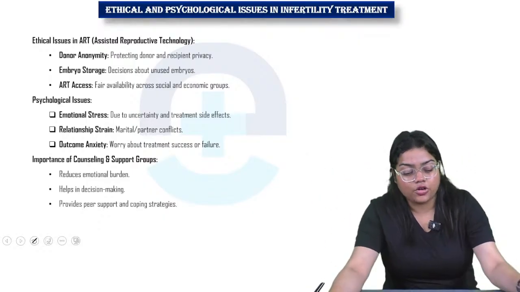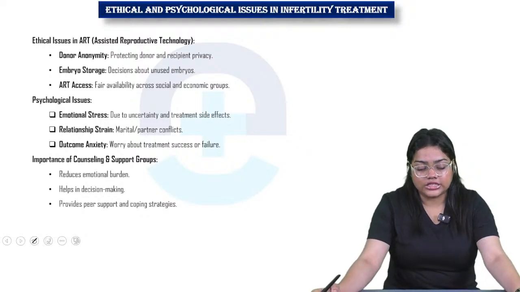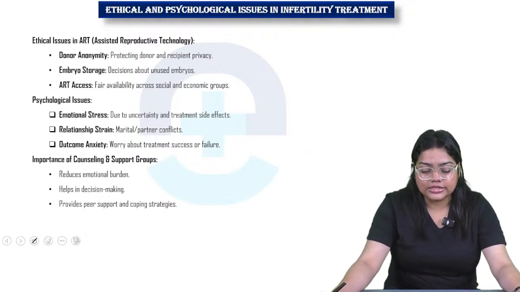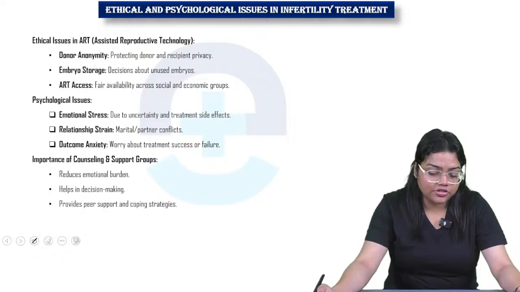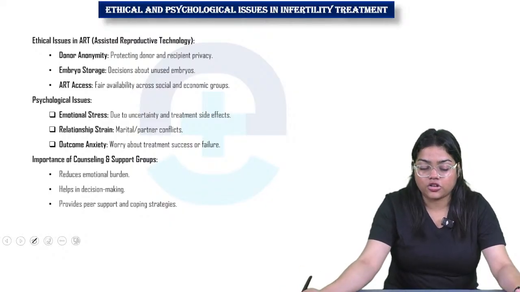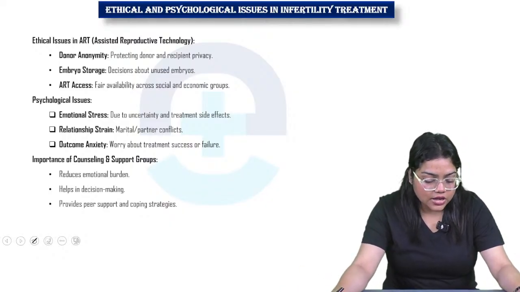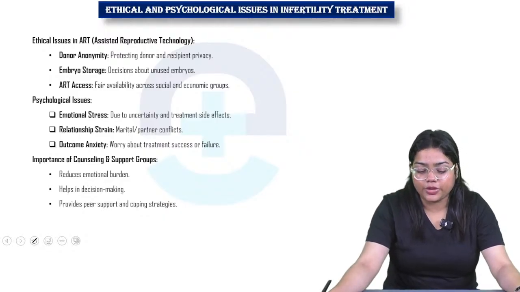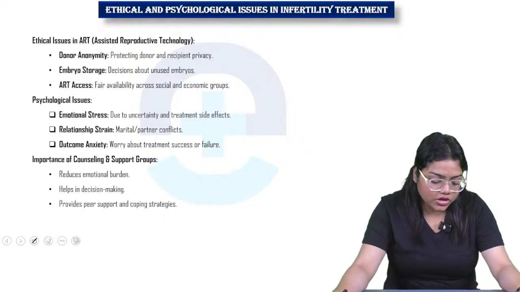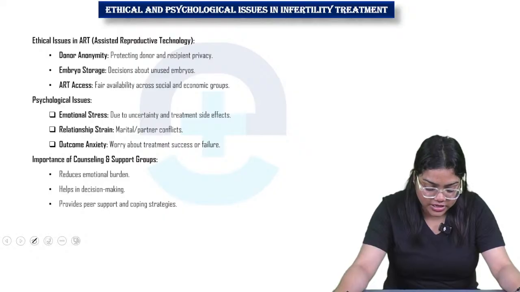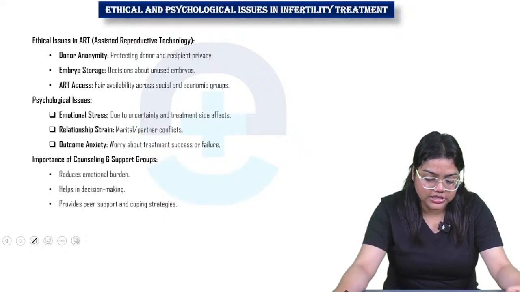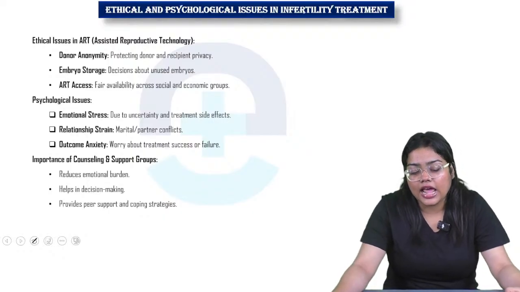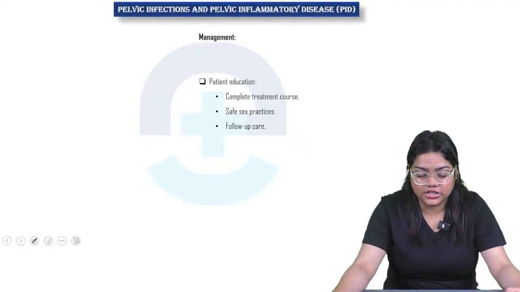Okay, next is psychological issues. Psychological issues such as emotional stress due to uncertainty and treatment side effects, then relationship strain, marital or parental conflicts, or partner conflicts, and outcome anxiety, worry about treatment success or failure. Okay, importance of counseling and support groups: they reduce emotional burden, help in decision making, and provide peer support and coping strategies. So these are the ethical and psychological issues in infertility.